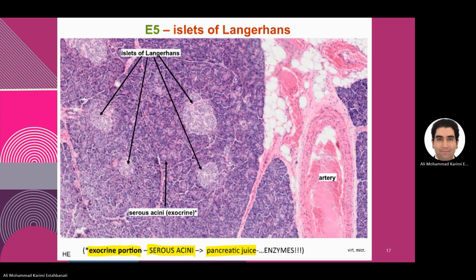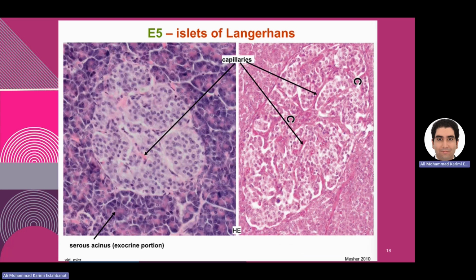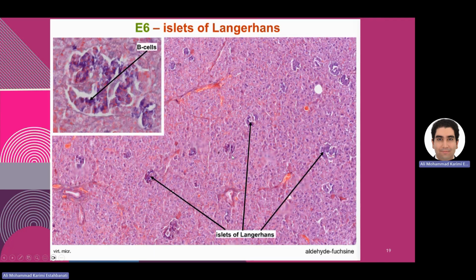Now this is another picture, zoomed in. Again, it's H&E of the islet of Langerhans and the serous acini cells around. I like this picture a lot because this staining is not H&E. This is aldehyde fuchsin staining. As we mentioned before, aldehyde fuchsin is one of the stainings which is very important for beta cells, because you can see the beta cells of the islet of Langerhans in that area.